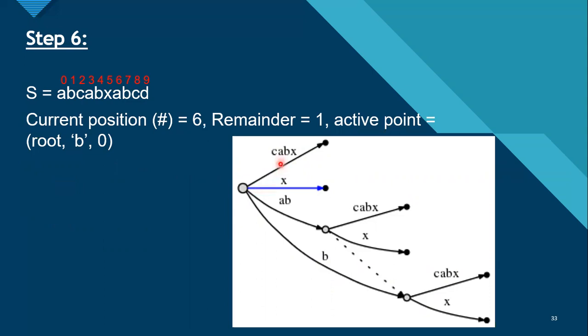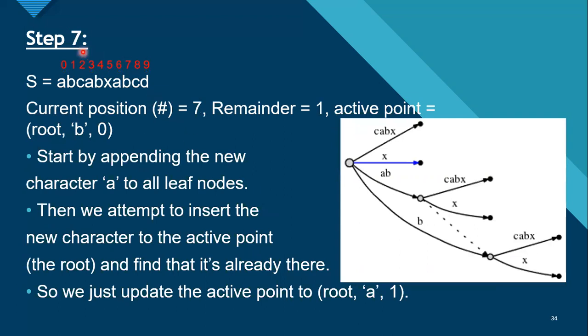Okay, and since there isn't any outgoing edge at the root node starting with X, we just insert a new edge and label it as X. And now we are done with step 6.